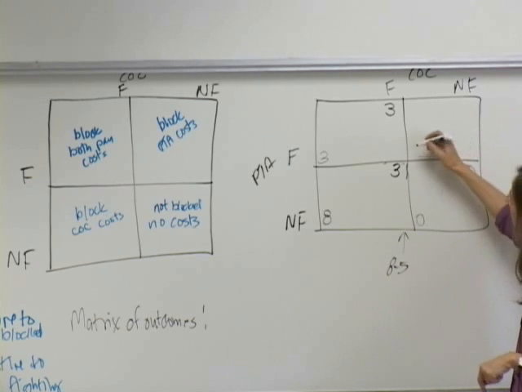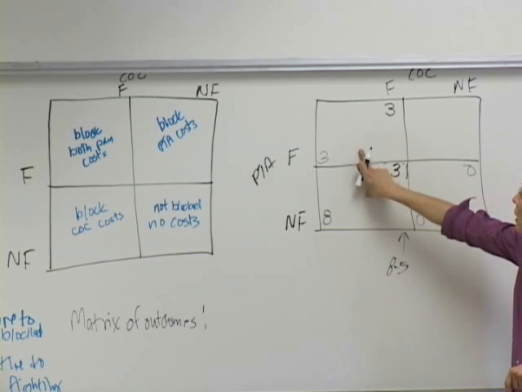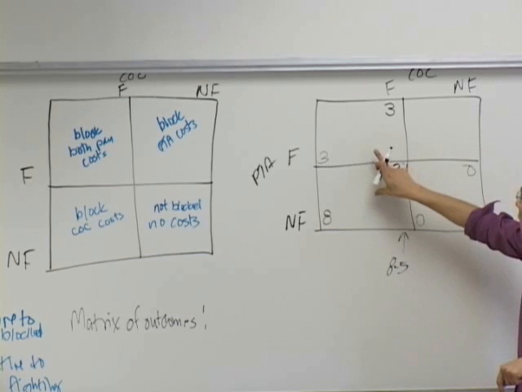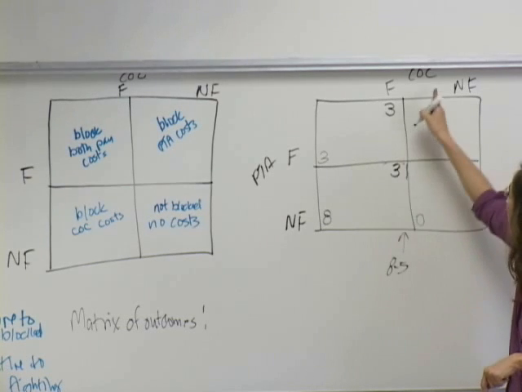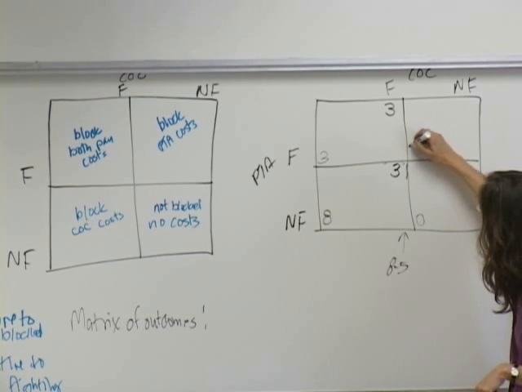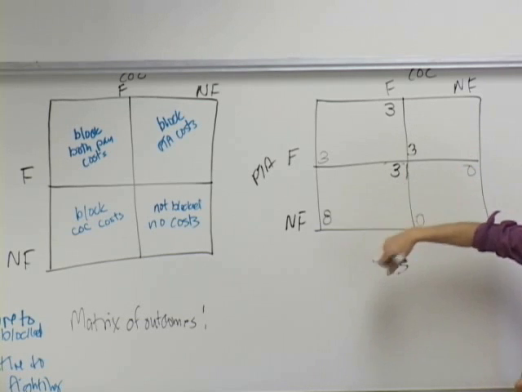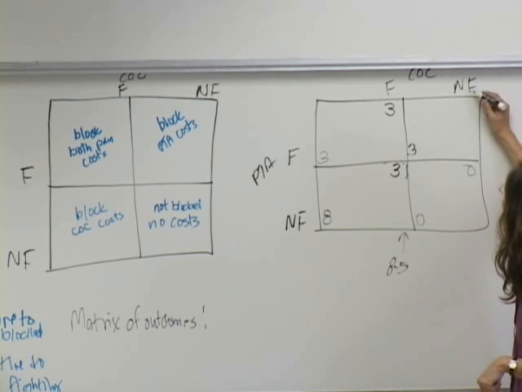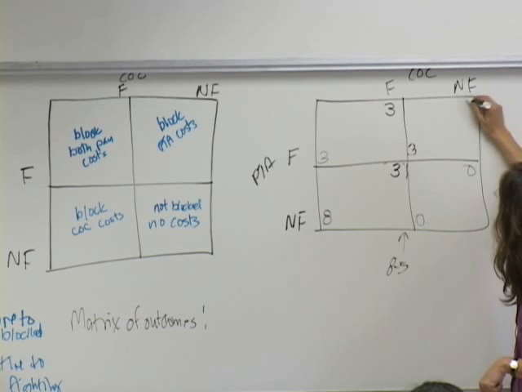Okay? And it's going to be exactly the same here when the PTA fights and the Chamber of Commerce doesn't. The PTA gets the 8, loses the 5 for a net of 3, and the Chamber of Commerce gets the whole 8.